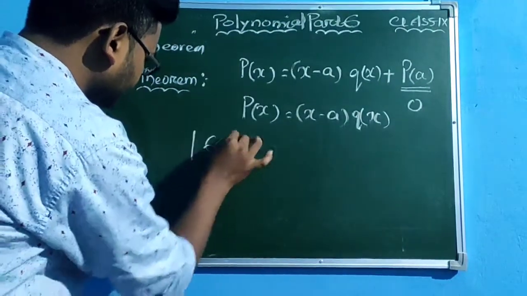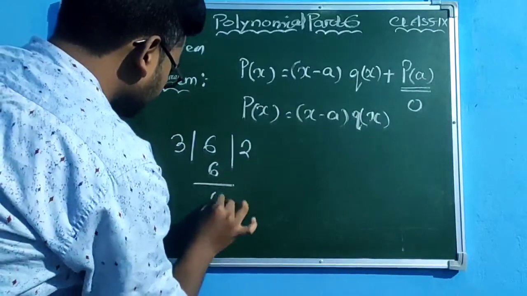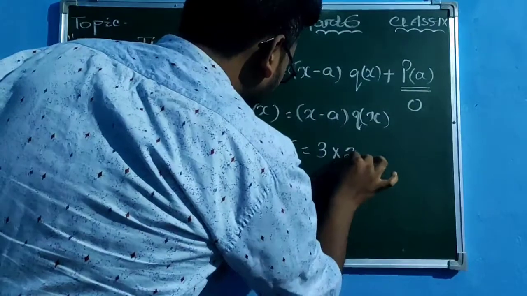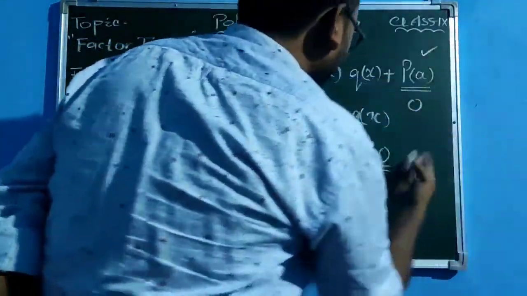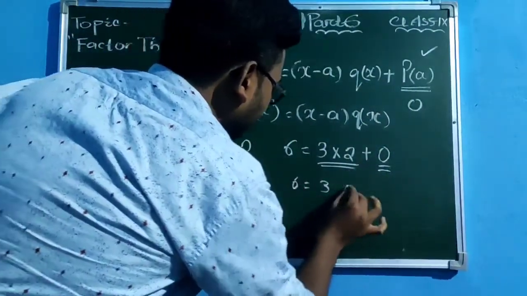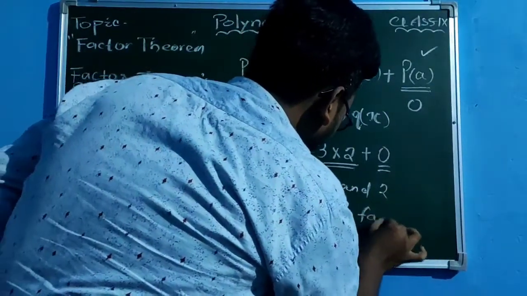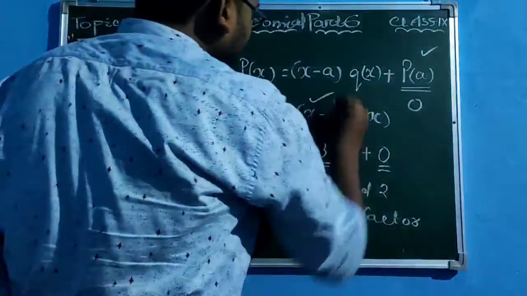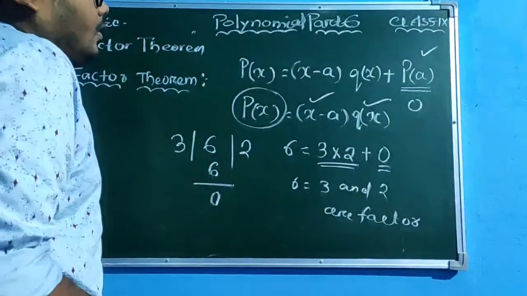If 6 is equal to 3 into 2 plus 0, so we can write 6 is equal to 3 into 2 plus 0. यहाँ पर रिमाइंडर 0 हो रहा है तो ये फैक्टर होंगे ऑब्वियसली. 3 and 2 are factors. ऐसे ही in this same way ये x minus a और ये q(x), p(x) का फैक्टर होगा.